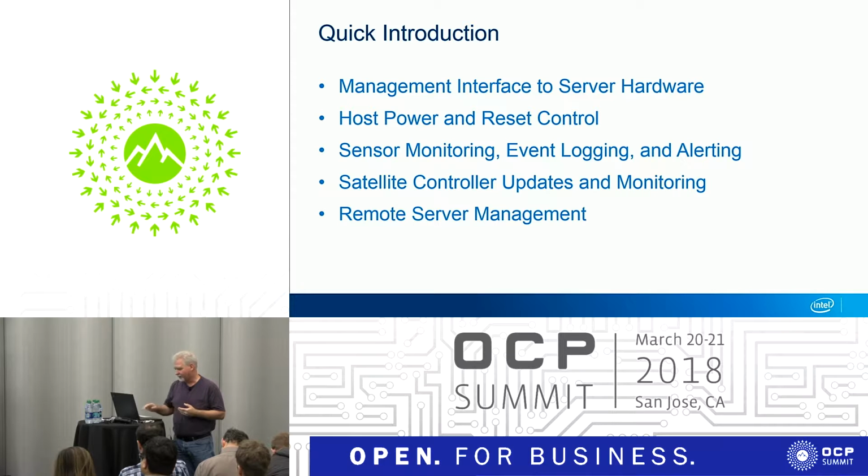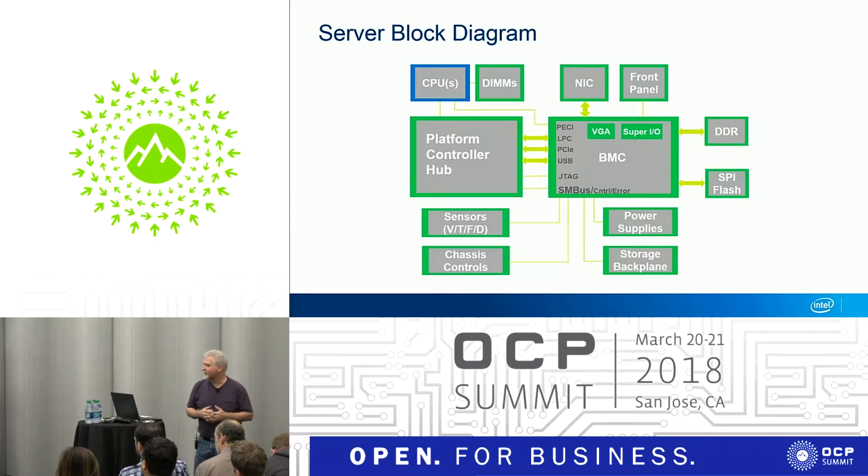One key thing I'll skip that one. So this is a typical server block diagram for an Intel server. One key thing I wanted to mention here is that the BMC is really three components integrated into one. There's the VGA controller. That's where we get the connectivity for being able to do KVM. We have the Super I/O chip that provides all the host interfaces into the BMC. Then there's the BMC controller itself, which is an ARM-based device.